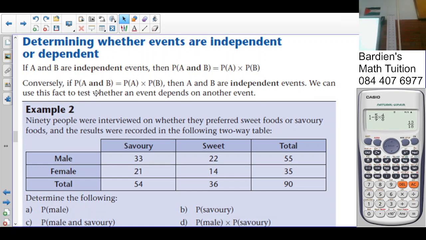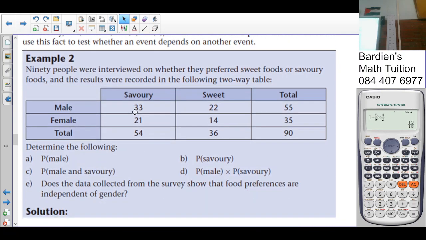Conversely, if the probability of A and B is equal to the probability of A times the probability of B, then A and B are independent events. So if the formula applies, then the events are independent. We can use this fact to test whether an event depends on another event.